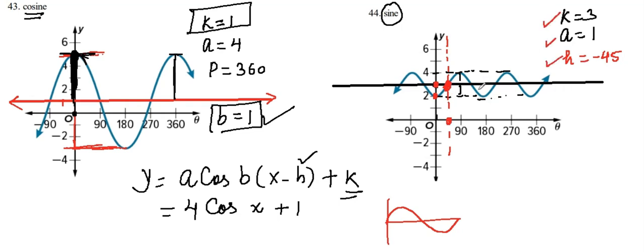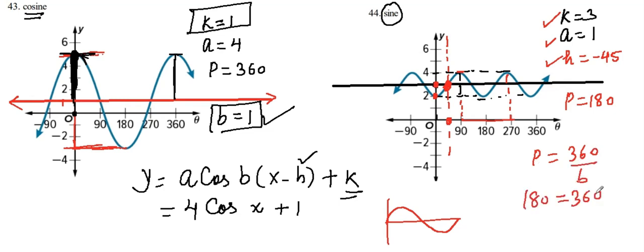Now period we can see from this point, this is 90 and this is 270. What is the distance between 90 and 270? 270 minus 90 is 180. So period is 180. Only we need to calculate B. The period formula is 360 over B. This is 180, 360 over B. Simplify it, B is 2.